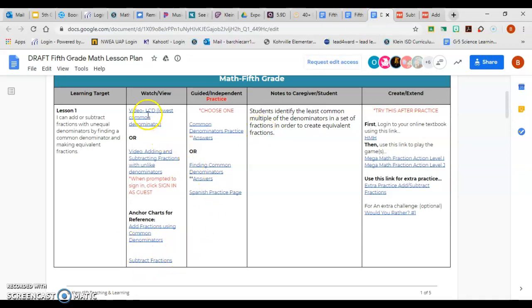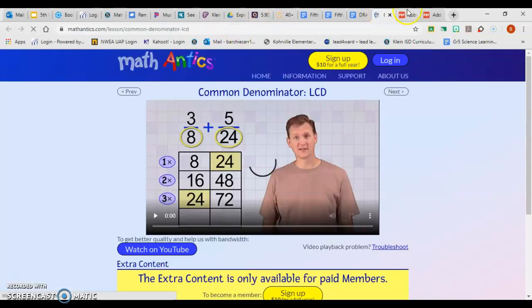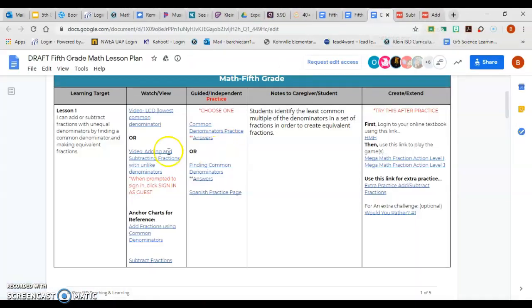So the first thing is we have a video that we can watch for finding that lowest common denominator. You can open it here, or you can open this one here. But let's read these directions in red. It says, when prompted to sign in, click sign in as guest. So let's take a look at that.